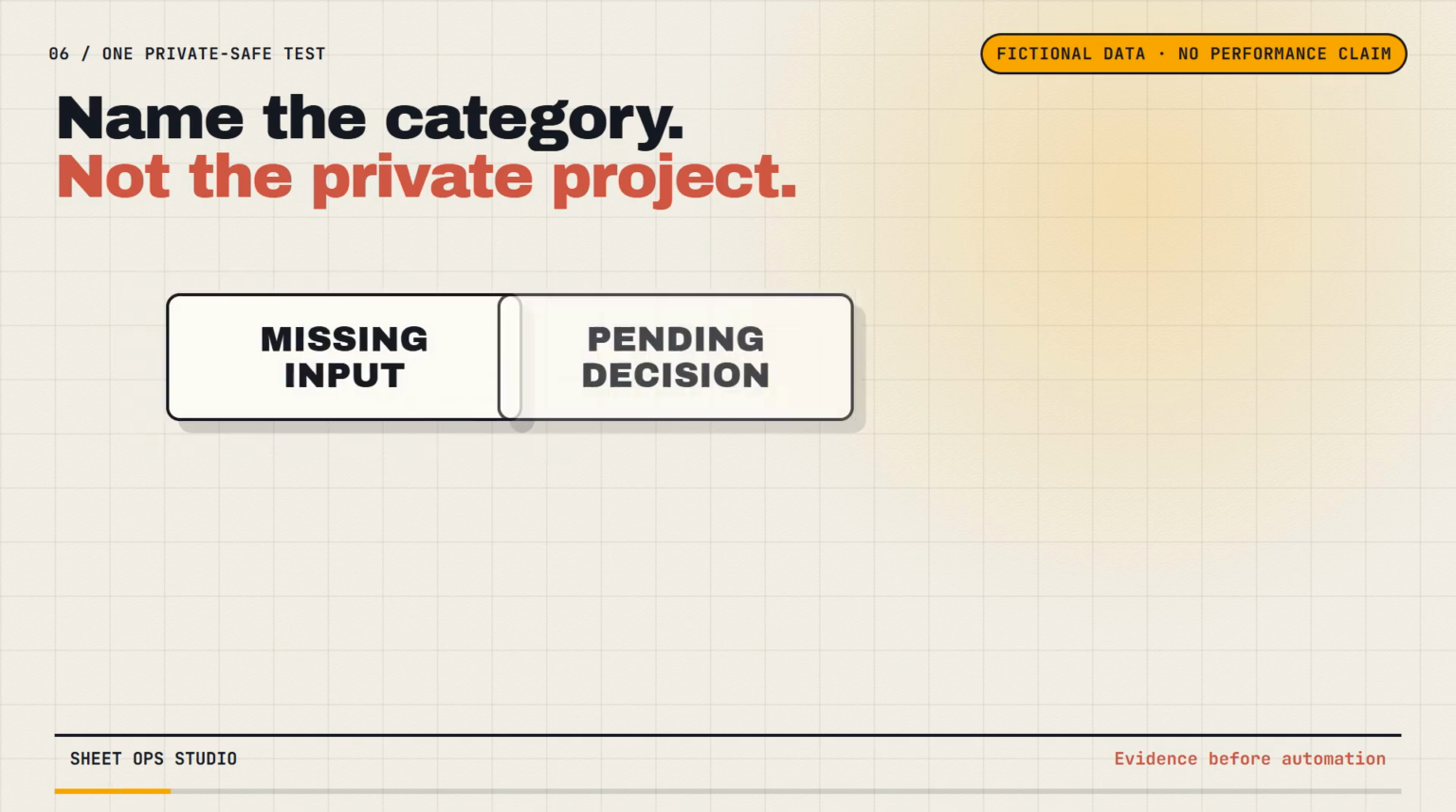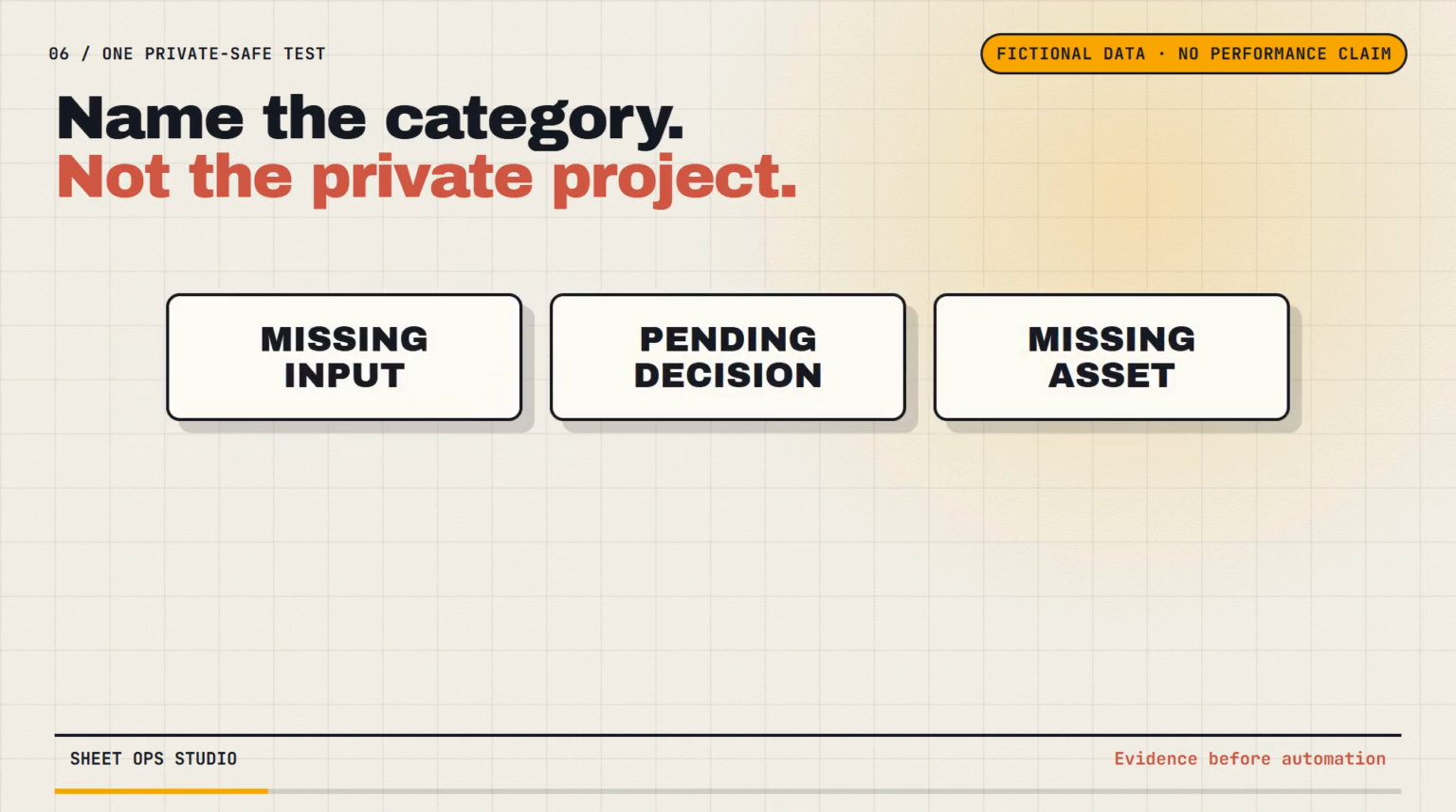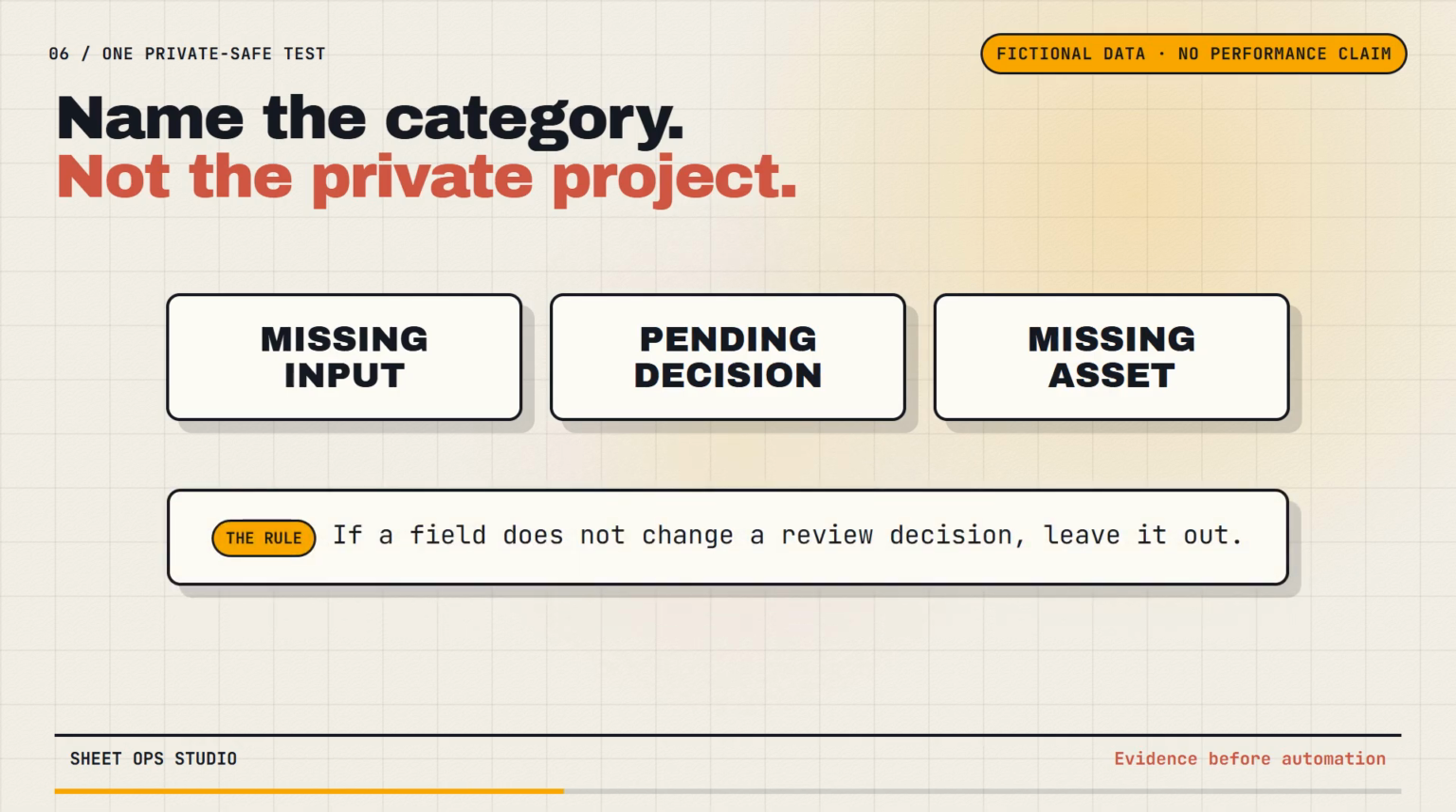Without sharing private project information, which blocker is hardest to see in your workflow? Missing input, a pending decision, or a missing asset? Use that category as one test case, not as a reason to add 10 more columns. If a field does not change a review decision, leave it out.